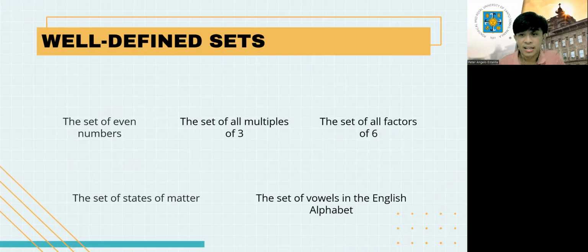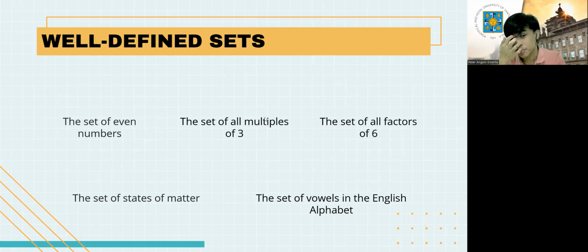So, well-defined sets. For example, we have one here, the set of even numbers. I believe you have been introduced already to even and odd numbers in your elementary mathematics. So go ahead, give an example of even numbers in the chat box. Correct. We have 2, 4, 6, 8, and so on and so forth.